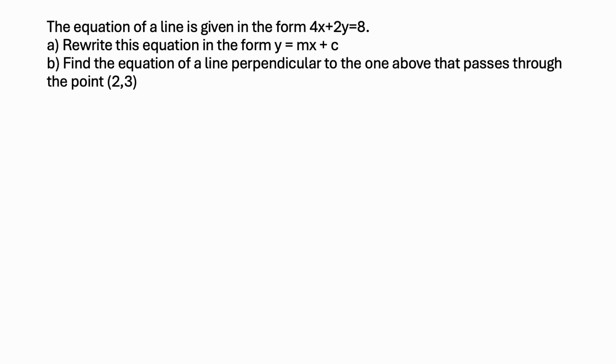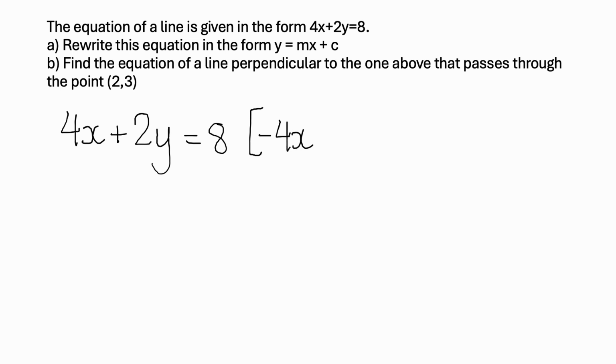Okay, let's do it. 4x plus 2y is equal to 8. If we want to put it in that format, we need to keep the y's on the left hand side and put everything else on the right hand side. So let's try and eliminate this 4x. If we want to eliminate the 4x, we have to subtract 4x from both sides. So we get 2y is equal to negative 4x plus 8.